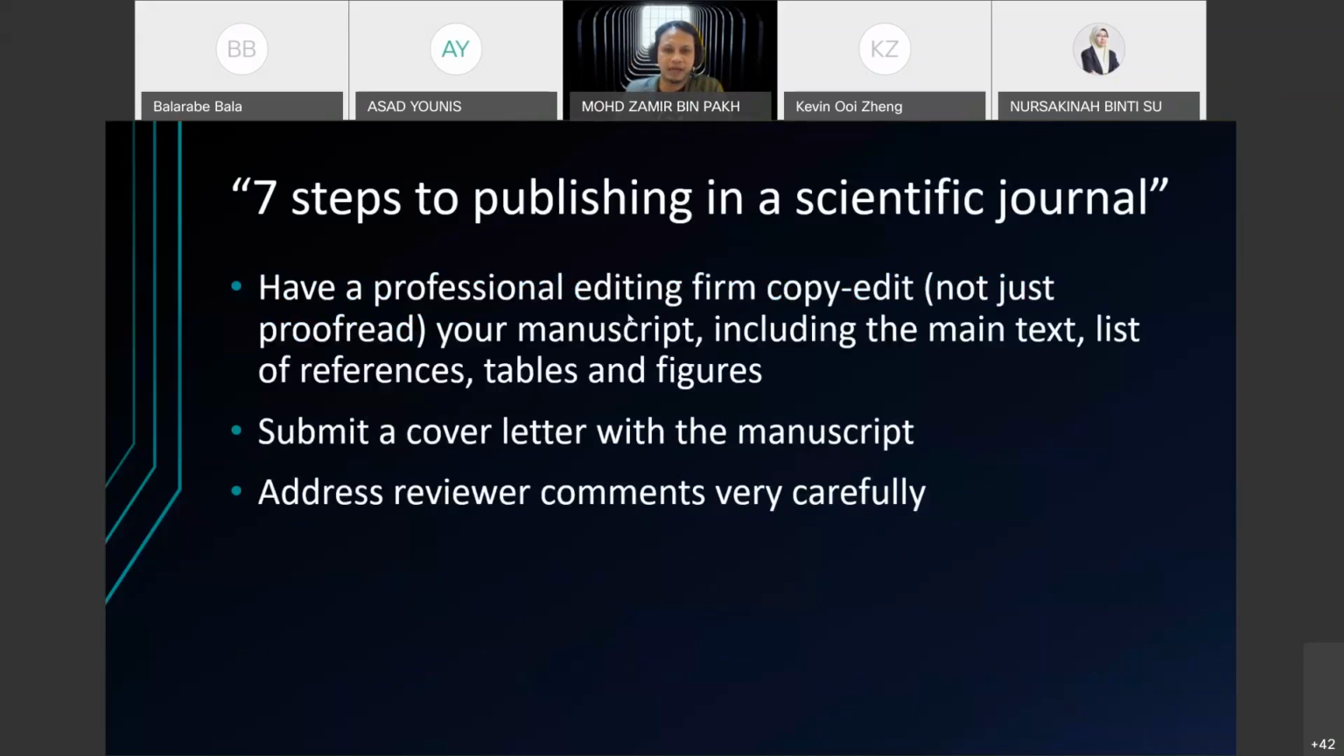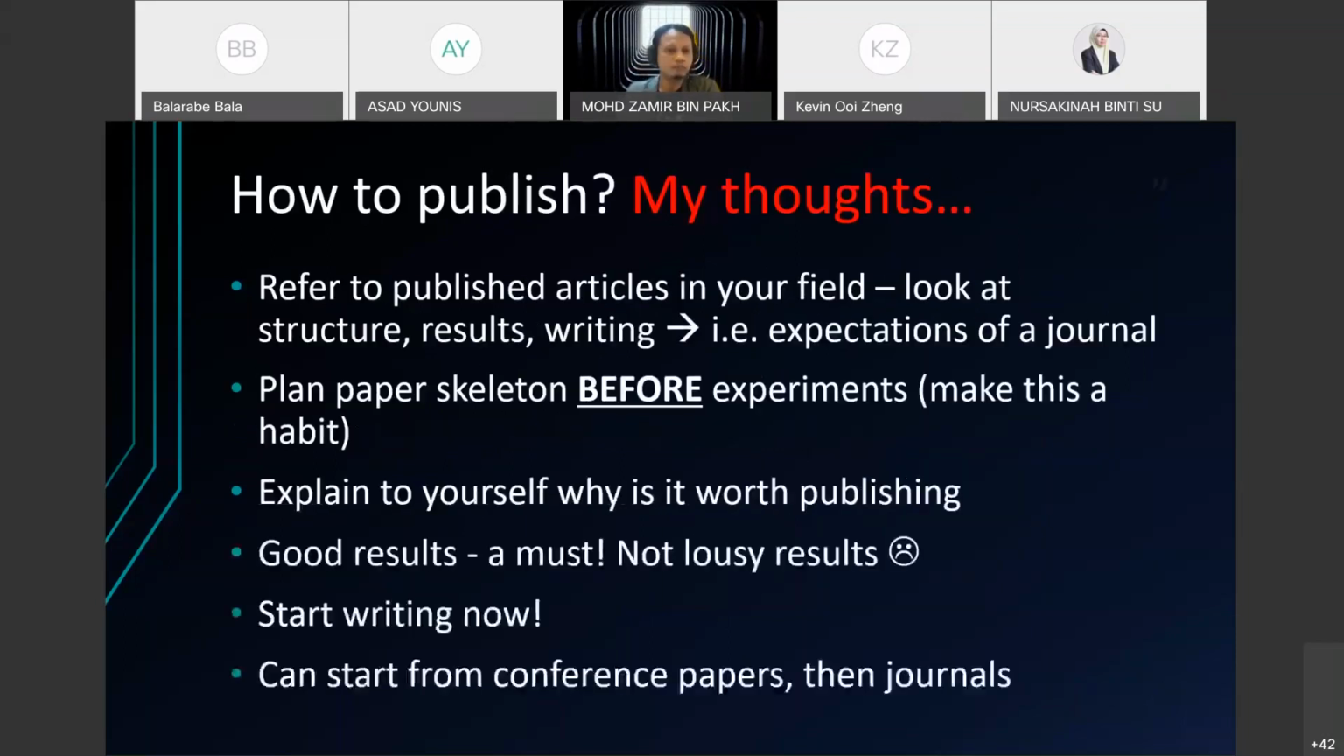Have a professional editing firm. Well, if your writing is not good enough, normally your supervisors can sort this out already, so you don't need professional editing unless your supervisors advise you to do so. Okay, so talk to your supervisors. Submit a cover letter with the manuscript, address review comments very carefully. We're going to go through that later on. Dr. Maryam is going to walk you through the details of the process later on.